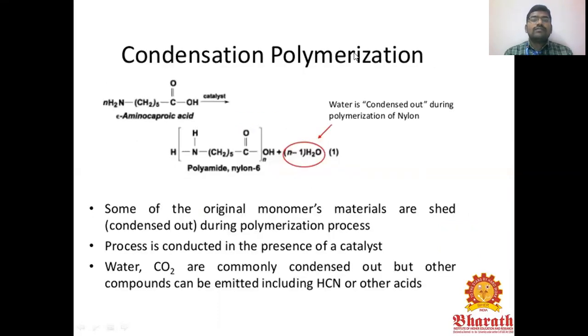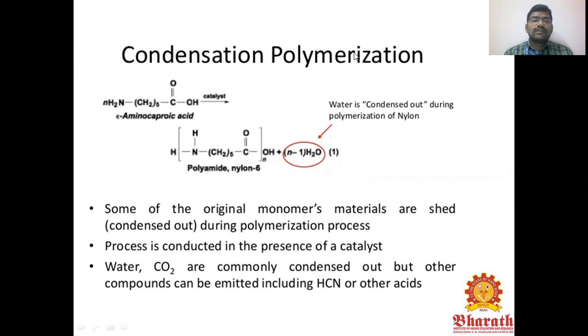Condensation polymerization means the adipic acid and the aminocaproic acid, with the catalyst you are using, form a polyamide. The water is condensed out during the polymerization of nylon. Some of the original monomer materials are condensed out during the polymerization process.